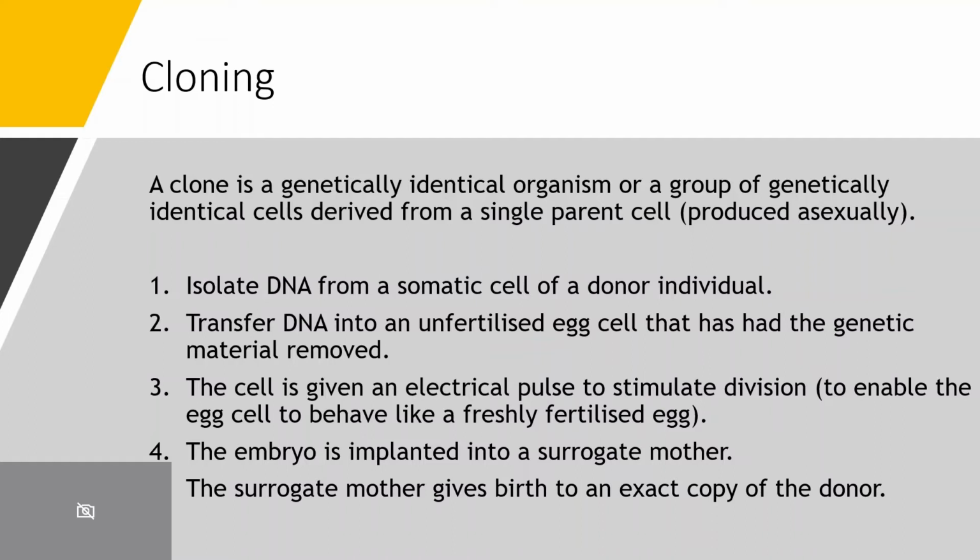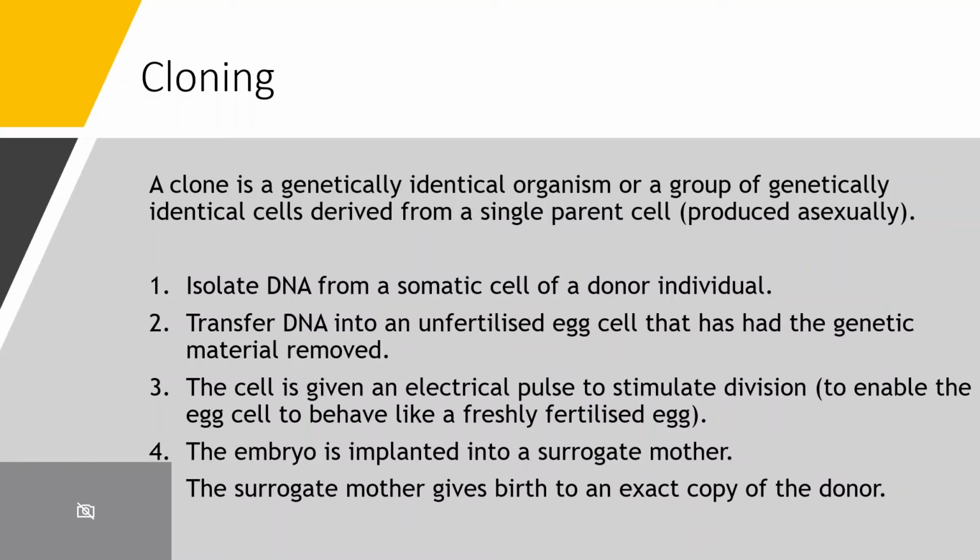And so the nucleus from the Finn Dorset ewe contained the genetic information that was then placed in a Scottish Blackface ewe's egg cell. And then this surrogate mother gave birth to Dolly, and Dolly was a clone of the original Finn Dorset sheep.